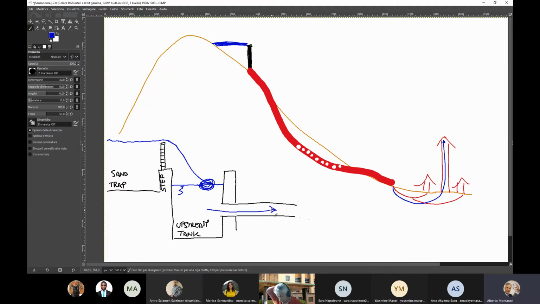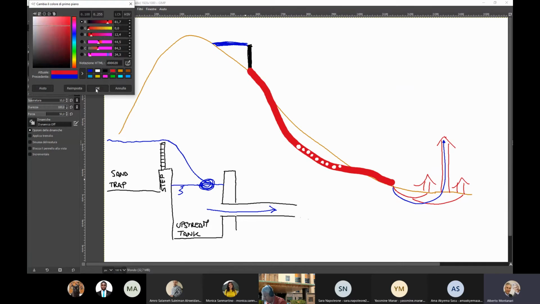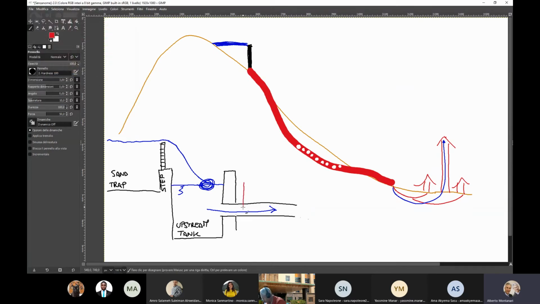You see that the bottom of the upstream tank is lower down. Why is it lower down? Because I want to keep a submergence over the top of the pipe. So I want to keep a minimum submergence. If the top of the pipe is submerged, you don't have air entering into it.